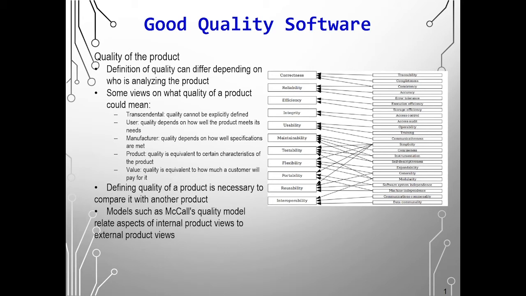Determining the quality of a product allows it to be compared with other products. External and internal characteristics of what makes a product's quality can be related through models, such as McCall's quality model here to the right, which connects external characteristics such as correctness to internal characteristics such as traceability and completeness.